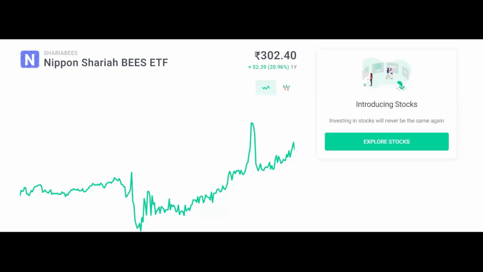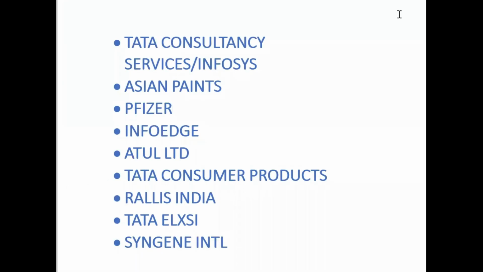So these are the three ways of investment: the Tata Ethical Fund, Taurus Ethical Fund, and Nippon Sharia BeES. So I have filtered out a few of the stocks that I thought would be worth doing SIP on a monthly basis, which can be held for a very good long time, which can provide very good returns. Okay, so the stocks that I listed out here are sector wise.